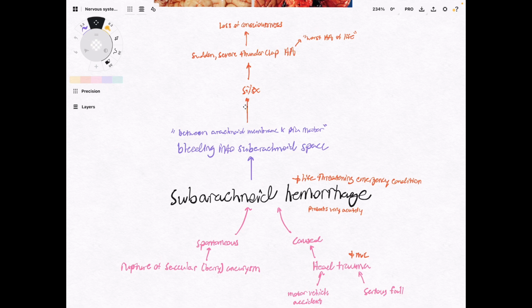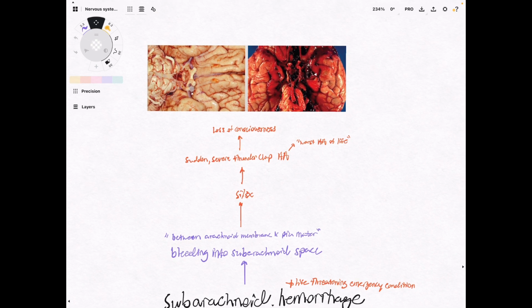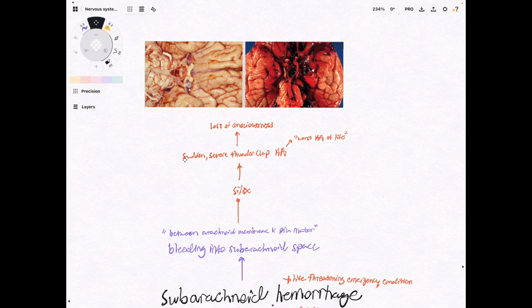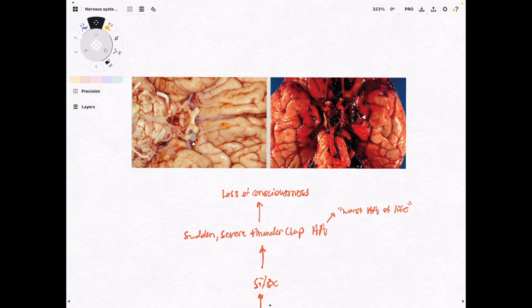Now, how do subarachnoid hemorrhages present? They're most classically going to present as a sudden, severe thunderclap headache. Patient will say, "This is the worst headache of my life," and then they will lose consciousness. And you can see some gross images of a subarachnoid hemorrhage here. We got bleeding. This is above the pia mater, so it's not going to go into the cells itself. It's still going to be above, but you can still see all this bleeding.